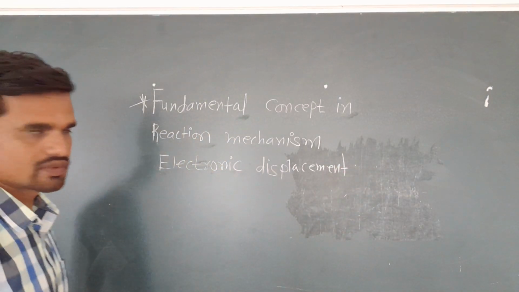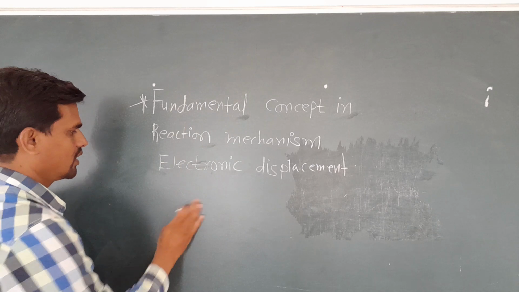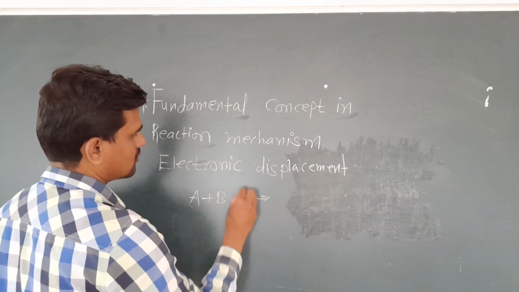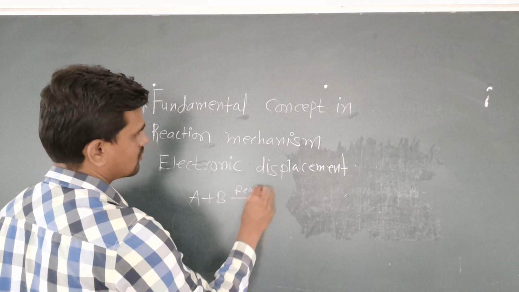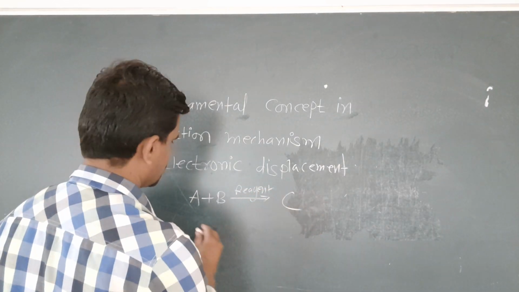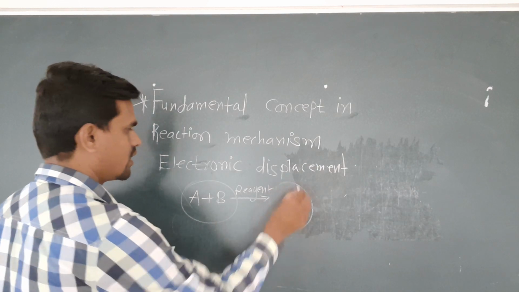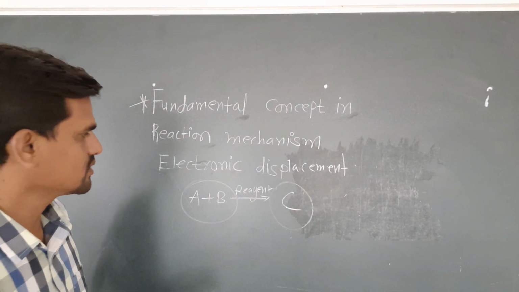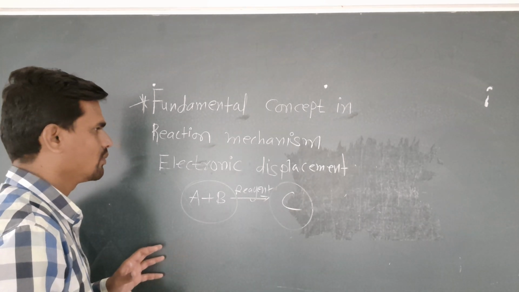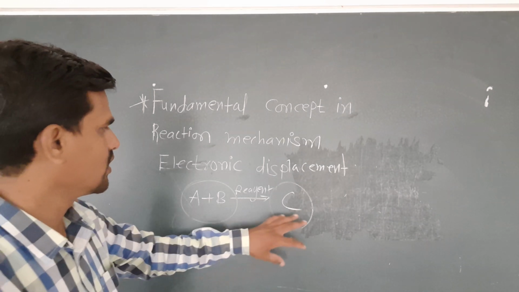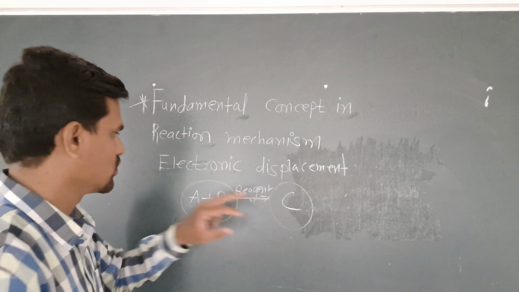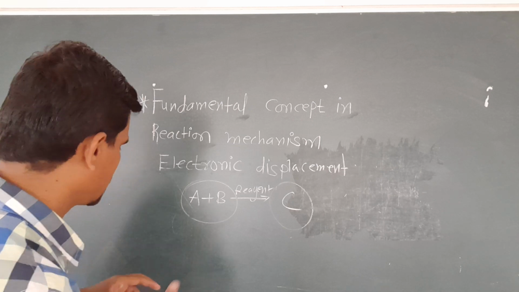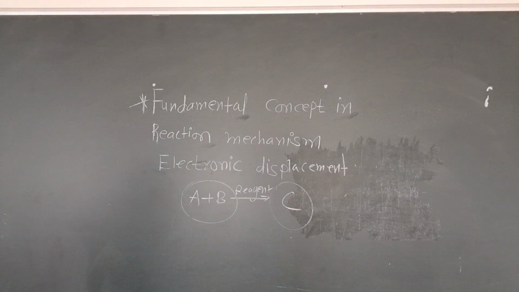In electronic displacement, we have already seen that when reactants are converted into products, there is some electronic displacement which takes place. With the help of this electronic displacement, these reactants are converted into the products, or the reagents initiate the electronic displacement. There are three types of electronic displacement.